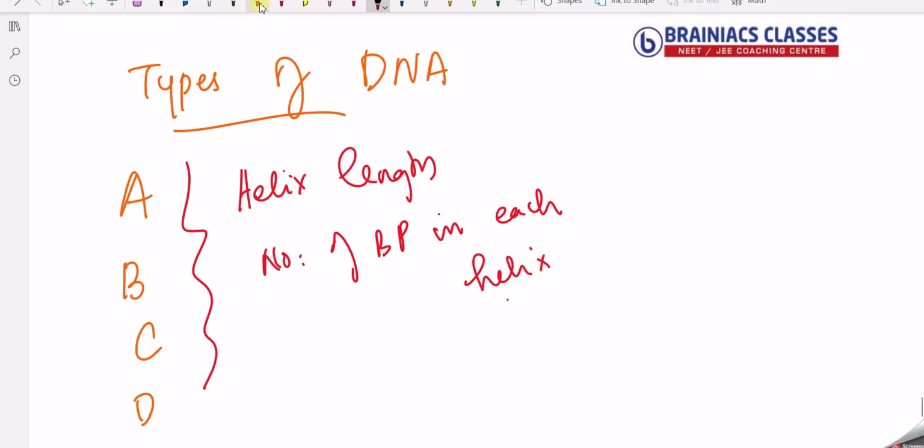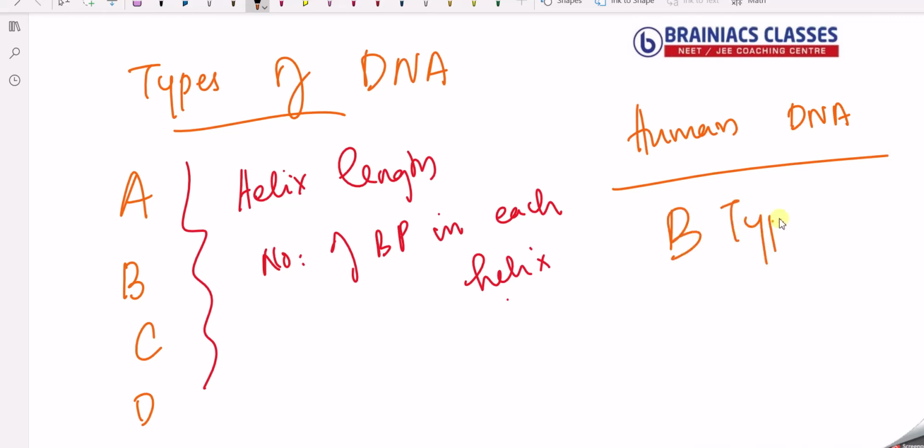Now can you tell me which type is human DNA? Human DNA comes under A, B, C or D category? Right, human DNA is B type.